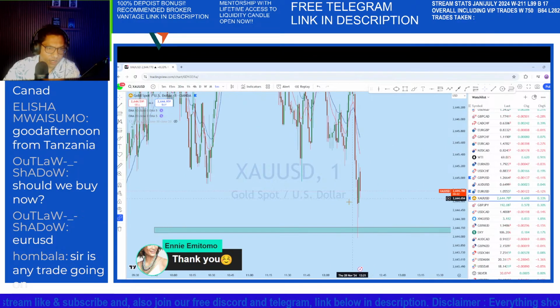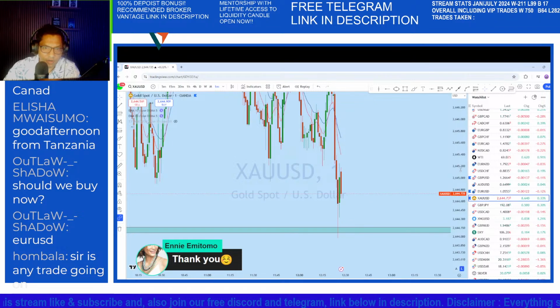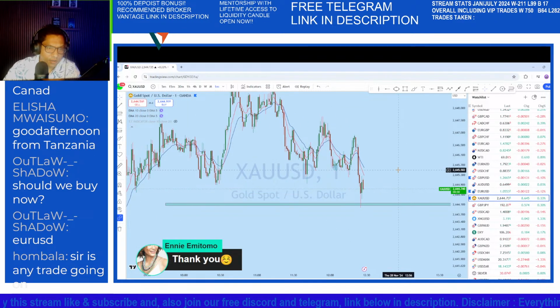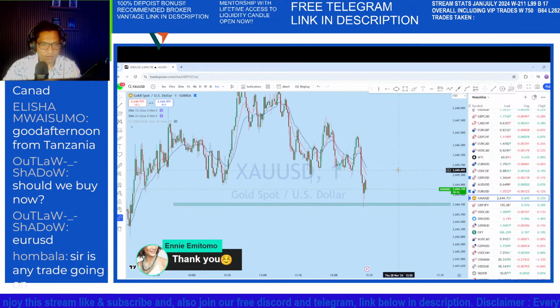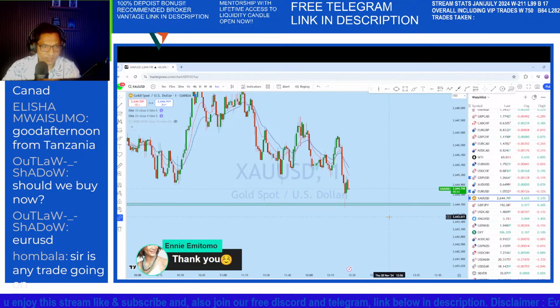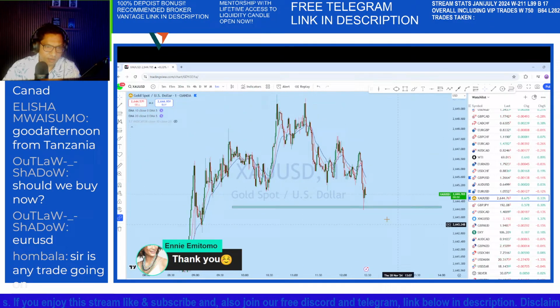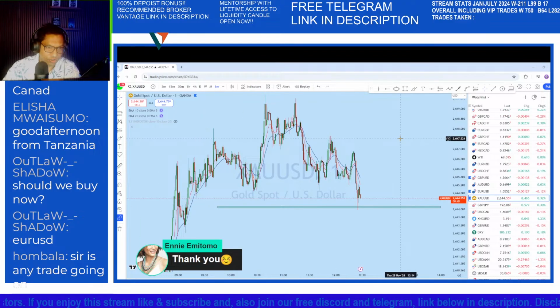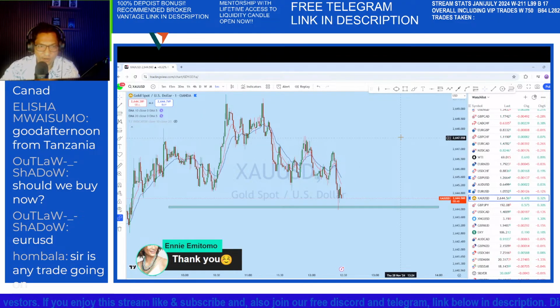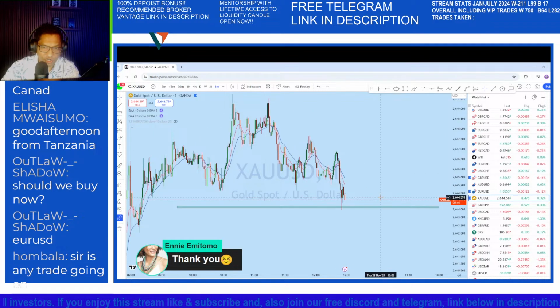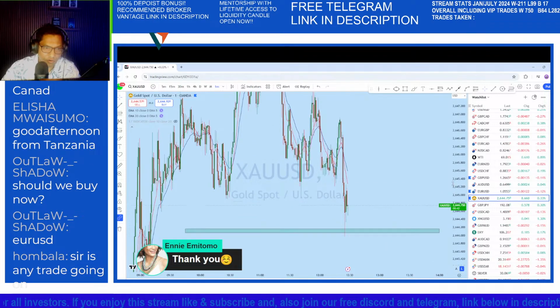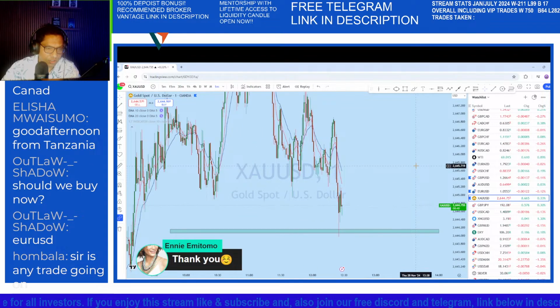We can see the market slowly grabbing liquidity here, and as it is grabbing liquidity, we might see the market potentially bouncing back to the upside. Until we see that change, we will be waiting here for any potential entry.